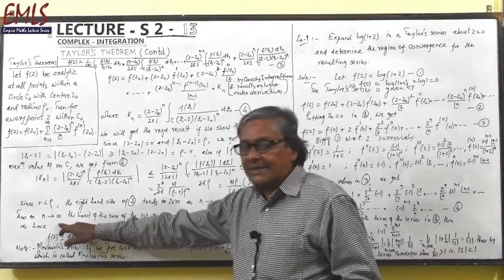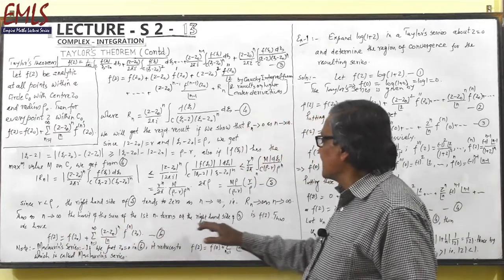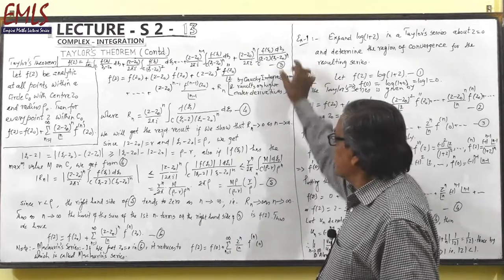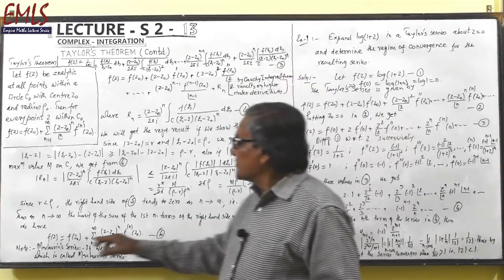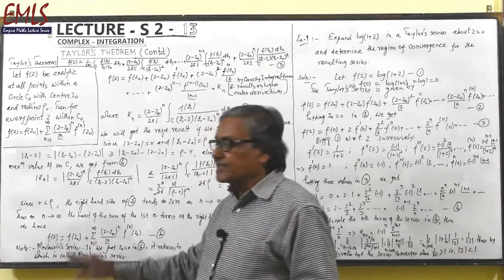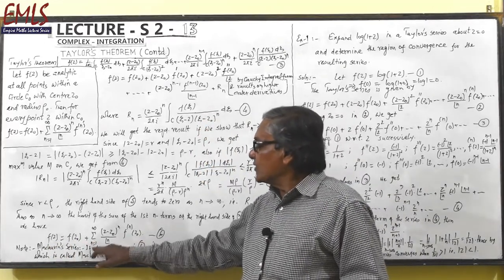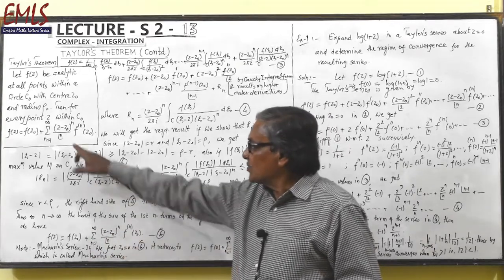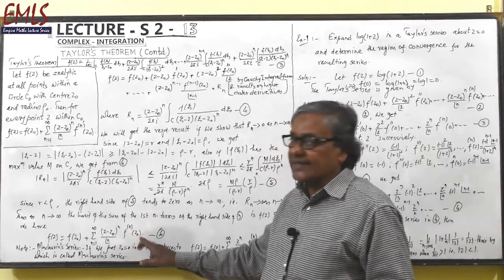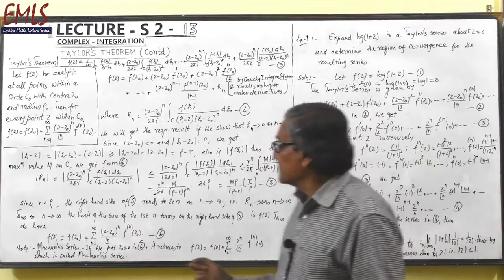Thus, as n tends to infinity, the limit of the sum of the first n terms of the right hand side of 3 is f(z). Thus, we have f(z) equal to f(z0) plus sigma over n equal to 1 to infinity (z minus z0) to the power n by factorial n, f^n(z0). The result has been established.